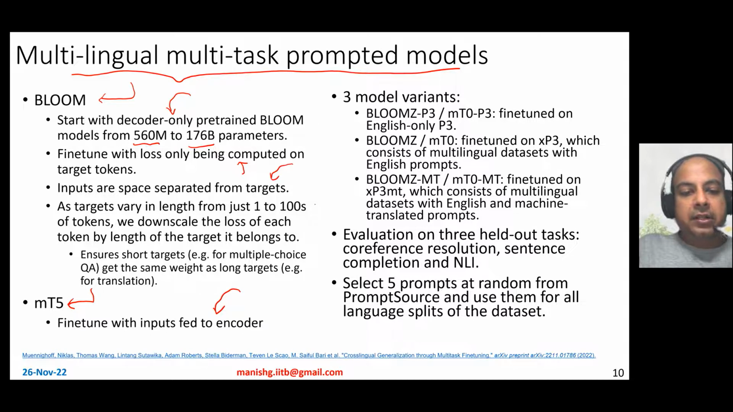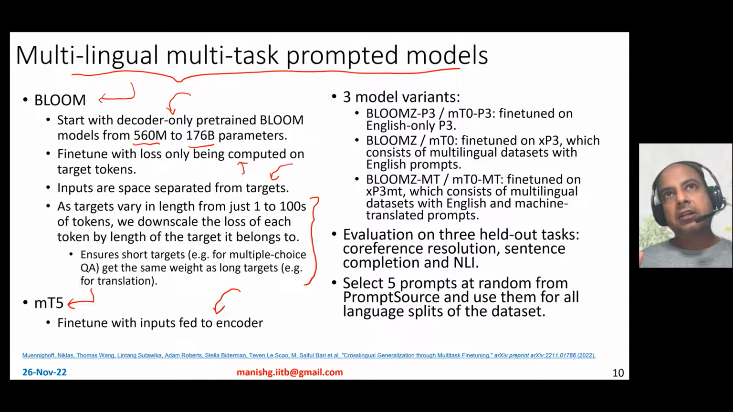In both Bloom and MT5, what is also done is to normalize the loss depending on the length of the target, because there are so many tasks being used for multitask fine tuning, and the length of the output can vary from just one to hundreds of tokens. Therefore, it's very important to normalize the loss appropriately so as to avoid any bias towards longer or shorter target tasks.